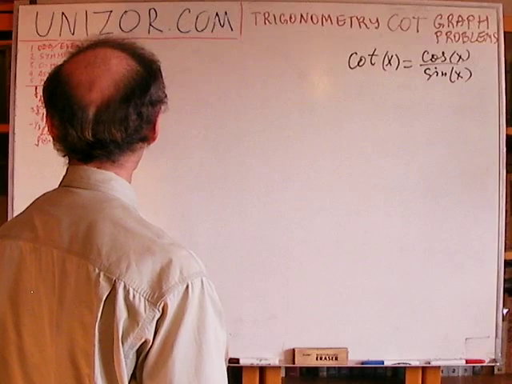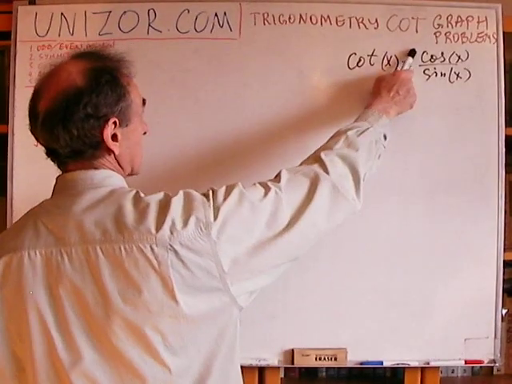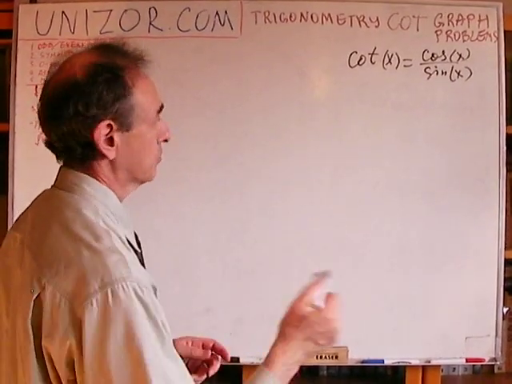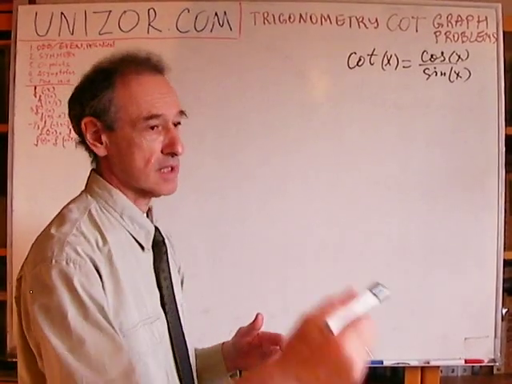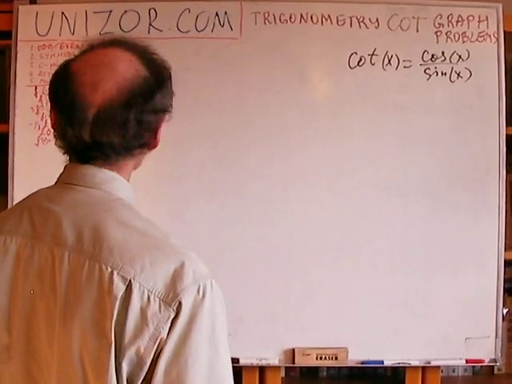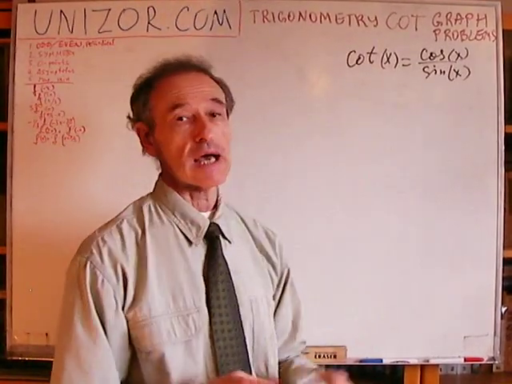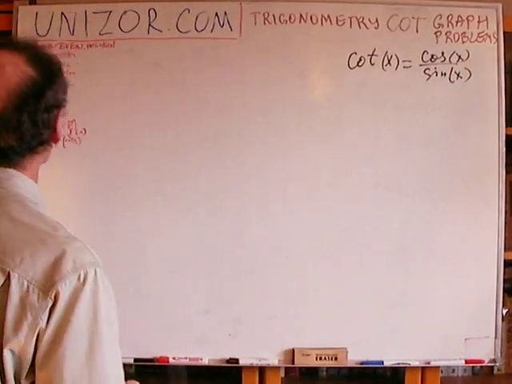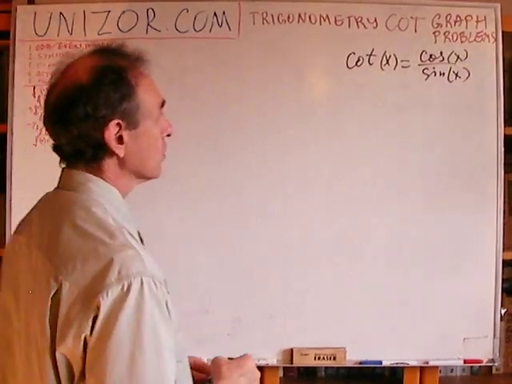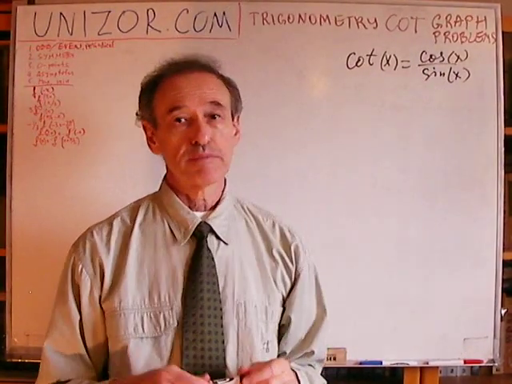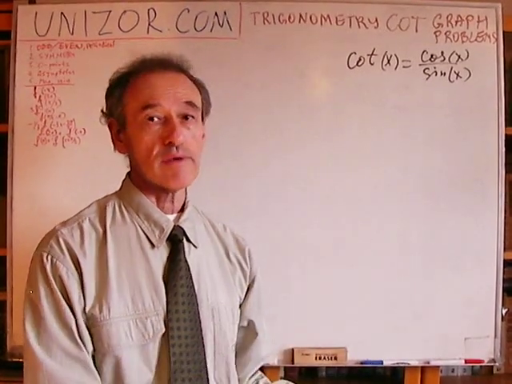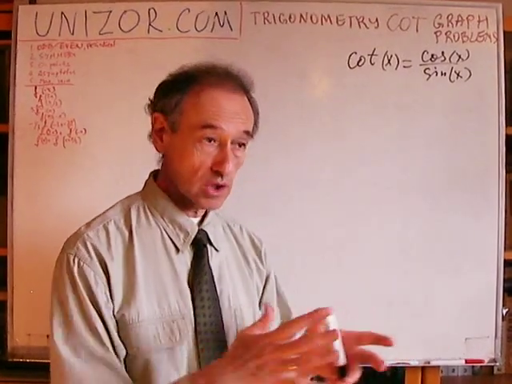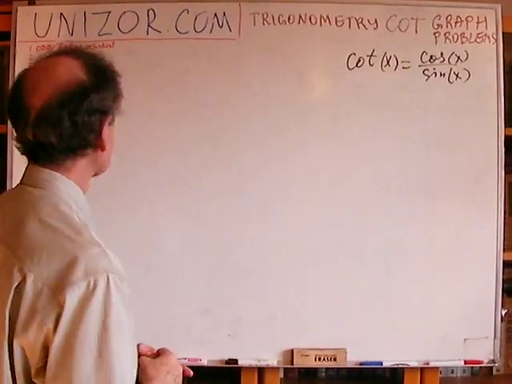Now, does it have zero points? Yes, when cosine is equal to 0, which is pi over 2 plus pi, plus 2 pi, etc. Asymptotes, yes, asymptotes exist when sine is equal to 0, which is 0, pi, 2 pi, etc. And finally, maximum and minimum. No, this function does not have maximum and minimum because it goes to either minus infinity or plus infinity when the sine goes closer to zero, right near the asymptote.